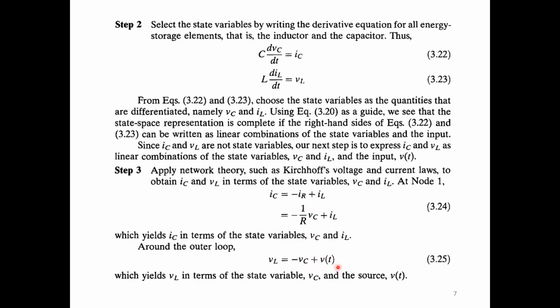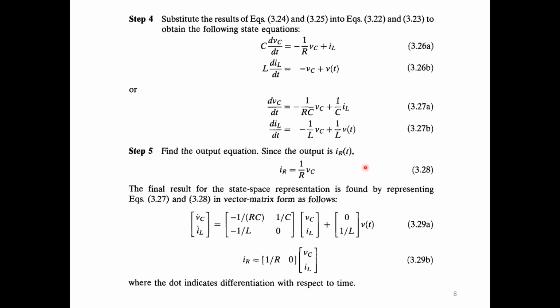Now put these two in equations 3.22 and 3.23. Put these two in the equations, then again cross multiplication, divided by C and divided by L, then we will get like this. The output equation, that means IR, since the output is IR, is 1 by R into VC. Now from this we will write the state space equation.